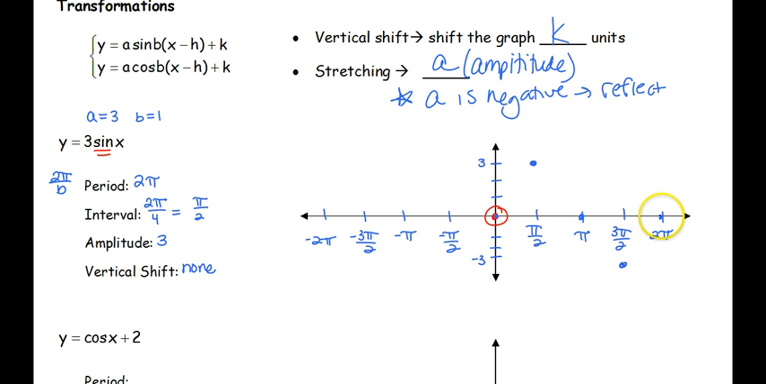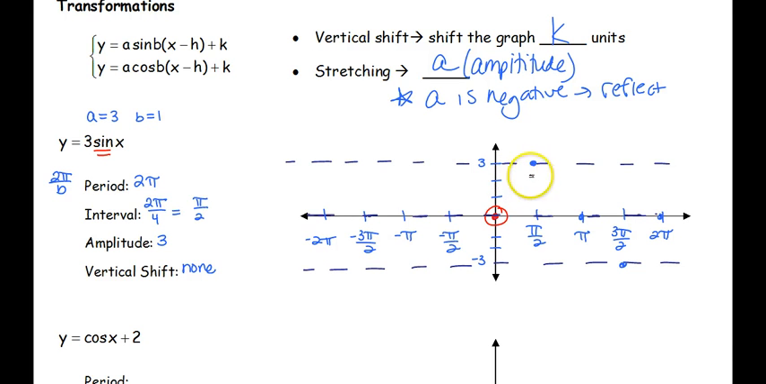Down, and then up. Not forgetting that we have those 3 levels. Here is our upper level, our middle level, and then the lower bound of our graph. Because of that amplitude of 3, I guess I didn't draw that line very well, we won't go above 3, we won't go below 3.